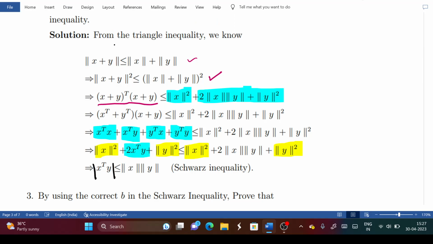So if its magnitude is also taken, sometimes this scalar quantity is negative. If it is negative, there is no question of confusion, directly it is less than. But even if it is positive, in that case also it will hold true. So that's why, this x transpose y, if we are taking the mod, still it is less than that. So this is our required result.